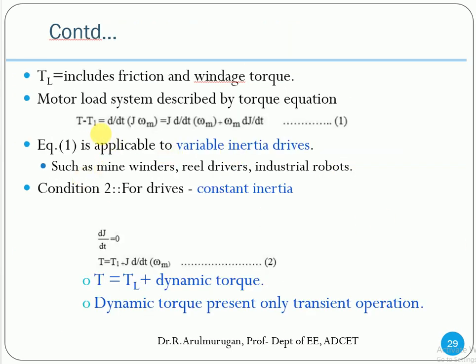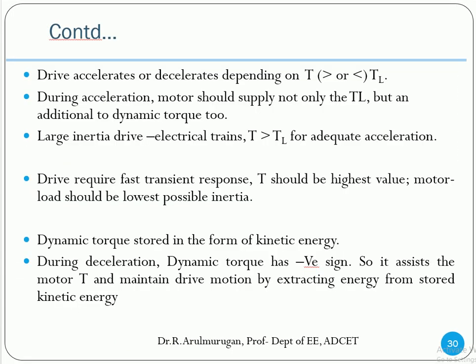Generally, in motor load systems, it is about variable inertia or constant inertia. This is the equation for variable inertia. Then what about constant inertia? For constant inertia, motor torque is equal to the load torque plus dynamic torque. Dynamic torque is present only in transient operations, transient conditions.